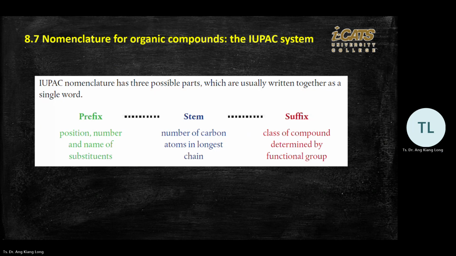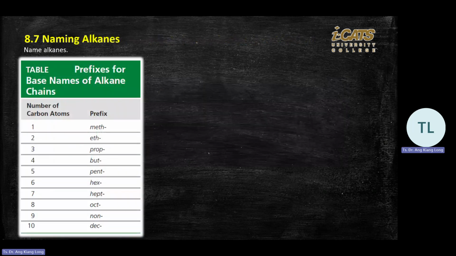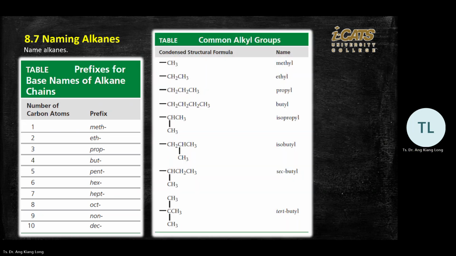Okay. So this is a prefix. Prefix with its number of carbon, 1, 2, 3, under 10. I won't ask you more than 8 in the exam. All right. So as you can see here, this is the common alkane group. If you see CH3, they're called methyl. You see CH2, CH3, they call ethyl, and so on.